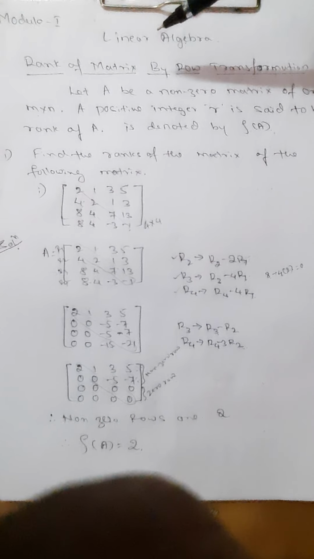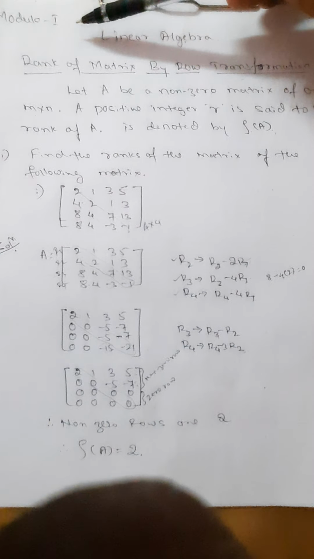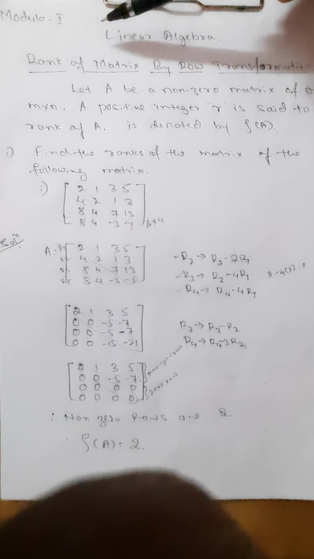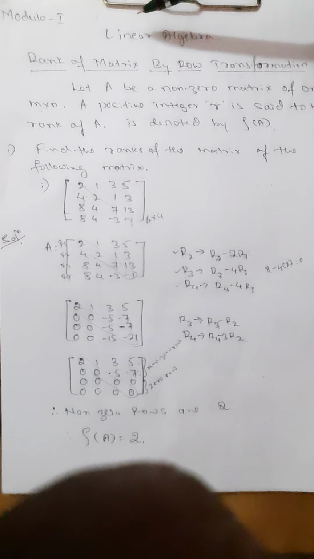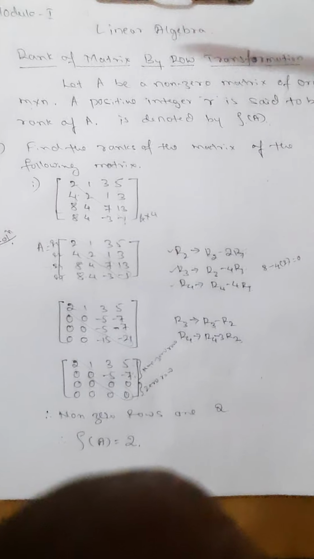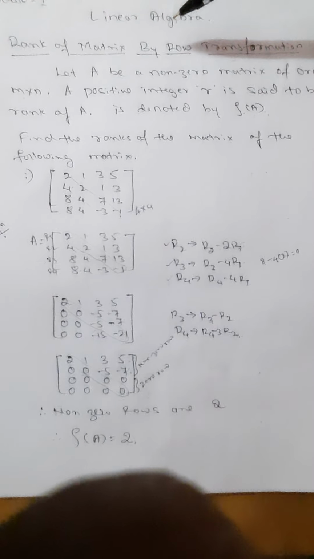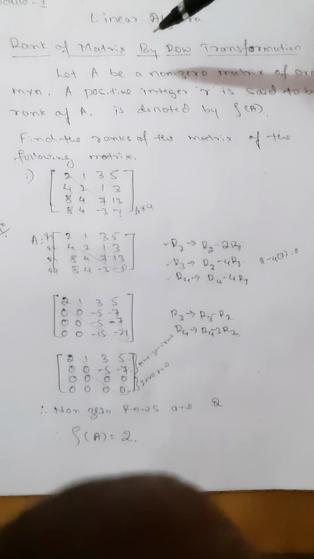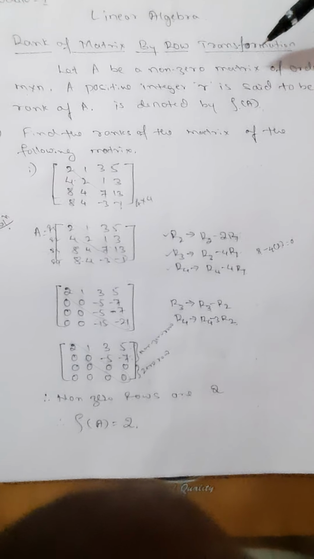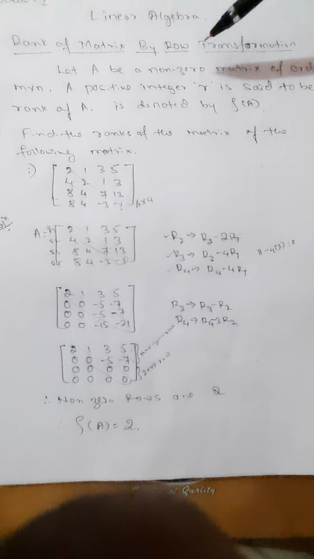We'll discuss the first module in Additional Mathematics 2. Okay, the first module is linear algebra. In this linear algebra, in your syllabus we have the rank of the matrix by the row transformation. Okay, rank of the matrix by the row transformation.